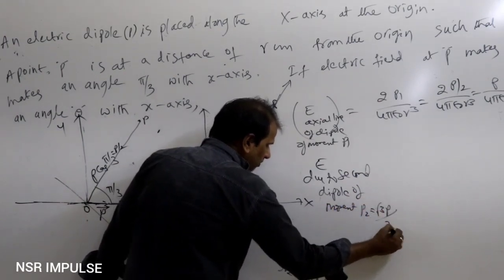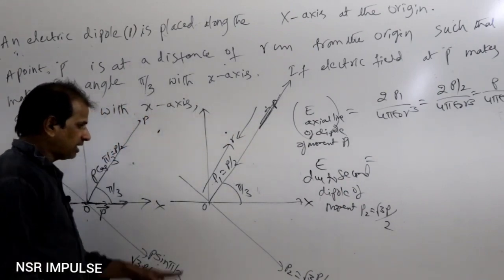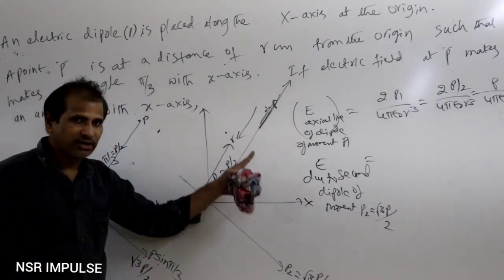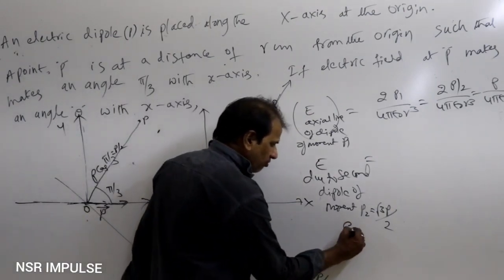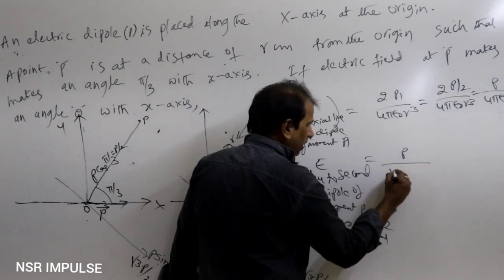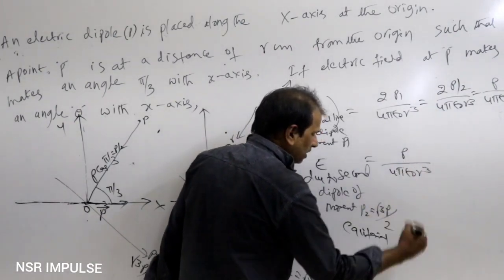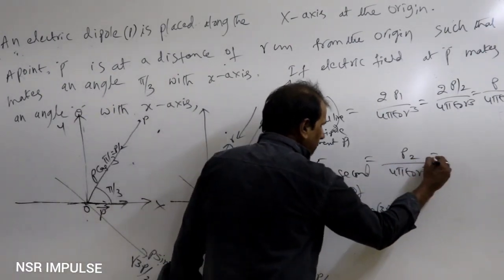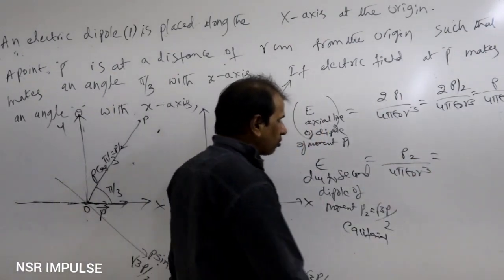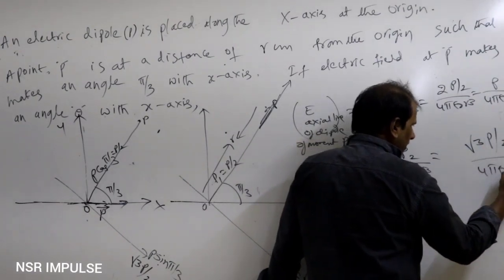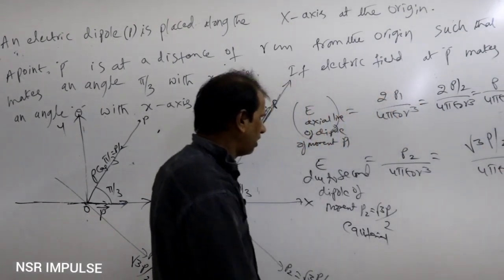Next, field due to second dipole of moment P2 is equal to root 3P by 2. This is the second dipole. For this, this line becomes which line? Equatorial line. So field on the equatorial line is equal to P by 4 pi epsilon naught r cube. That is the general formula. But here we have to write P2. P2 is how much? Root 3P by 2, over 4 pi epsilon naught r cube.